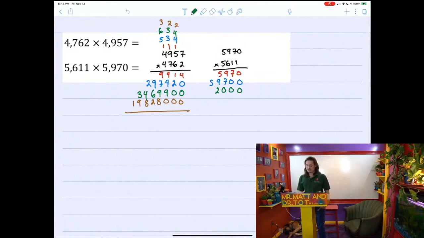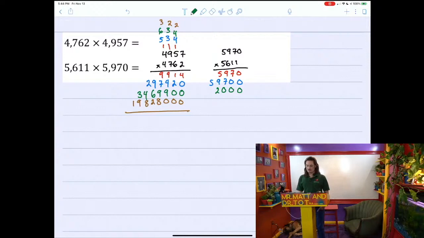Then we're going to multiply by the tens unit of 6, so we need a placeholder of 0. 6 times 7 is 42, so we keep the 2, carry the 4. 6 times 5 is 30, plus 4 is 34, so keep the 4, carry the 3 over. 6 times 9 is 54. 54 plus 3 is 57, so keep the 7, carry over the 5. 6 times 4 is 24. 24 plus 5 is 29. There's no other value to carry over into, so we just write out the 29.